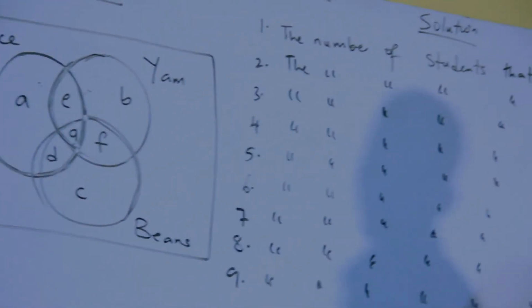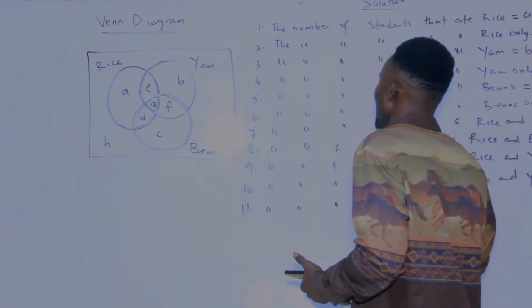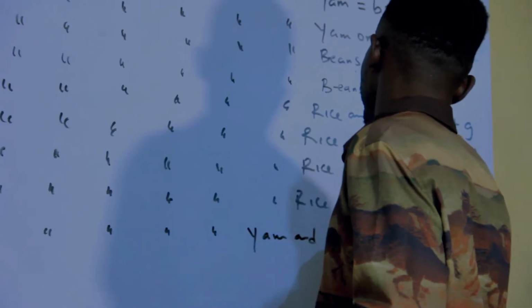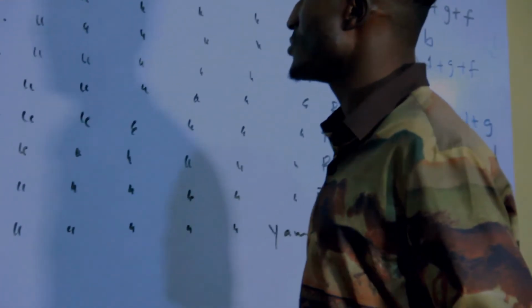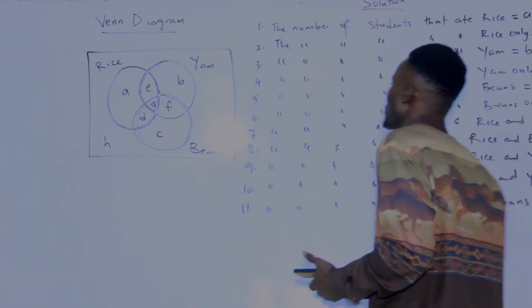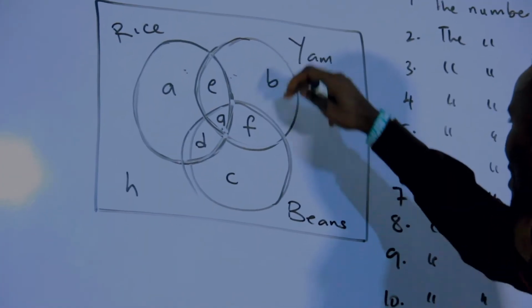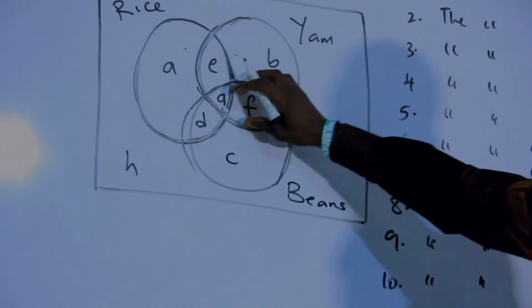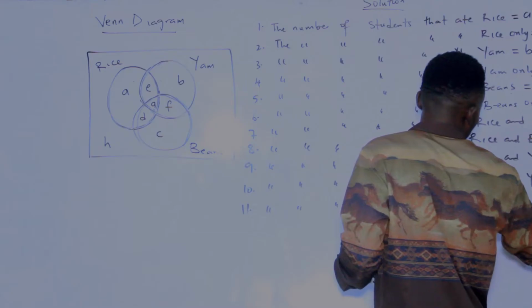Number 11. We have the number of students that ate yam and what? And beans. We've done rice and beans. We've done rice and yam. So yam and beans. Now, the number of students that ate yam and beans, you check, this is the beans circle and this is the yam circle. So where they intersect is F plus G.